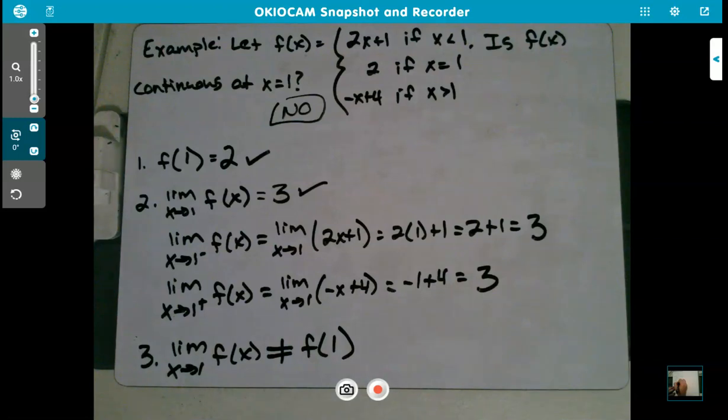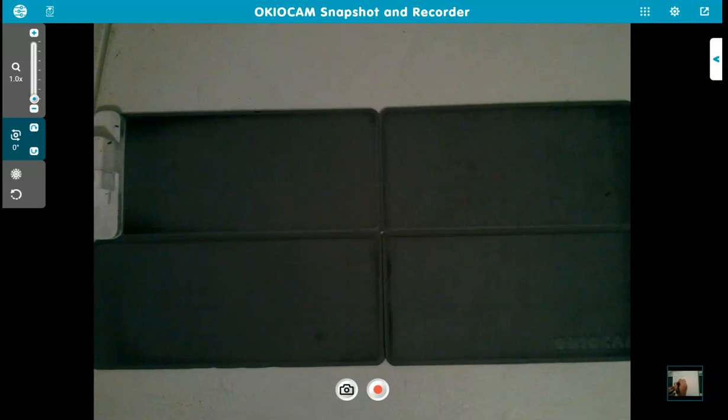We have one more example we're going to look at. This one's also going to be piecewise, but there's only 2 parts.